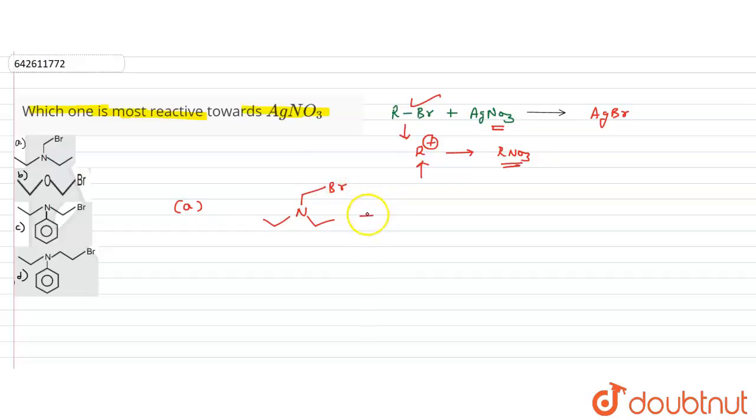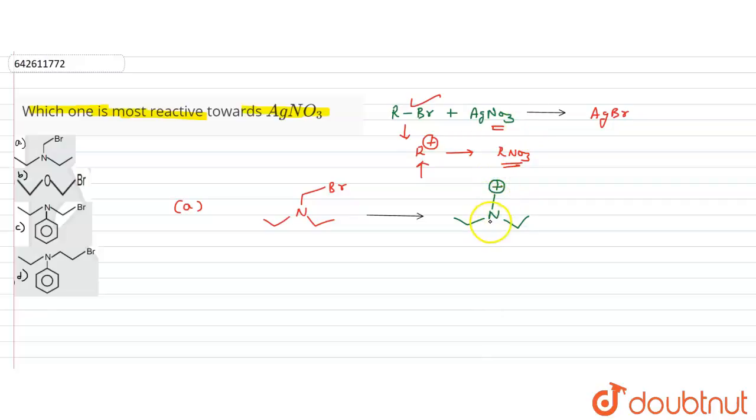Now what will happen when we react with AgNO3? First there is a formation of carbocation. Now you can see here, these are two ethyl groups, and this is a primary carbocation.